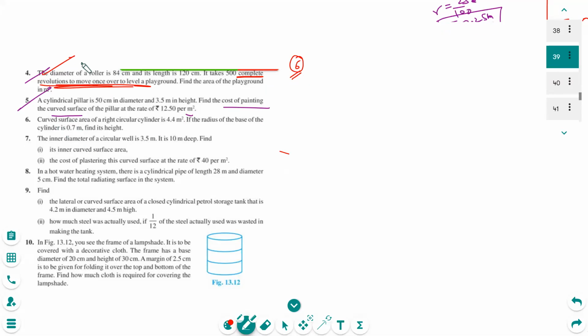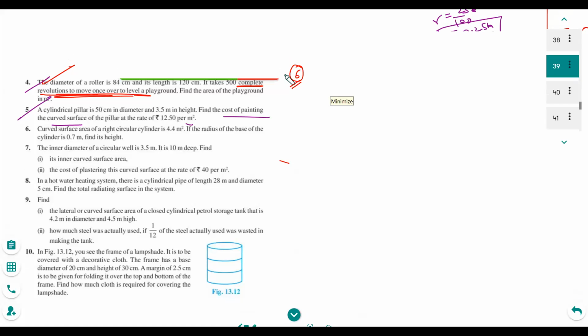Before moving on with the class, what is the total surface area of a cuboid? Can you tell me the total surface area of a cuboid? Listen carefully to what I'm trying to ask you. The total surface area of a cuboid. Sushant is trying to tell me something. The answer is 2(LB plus BH plus LH). Good.